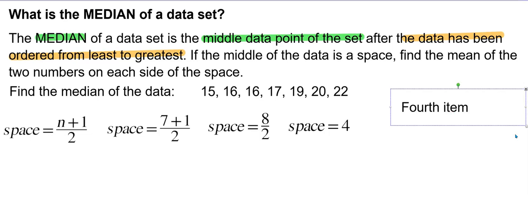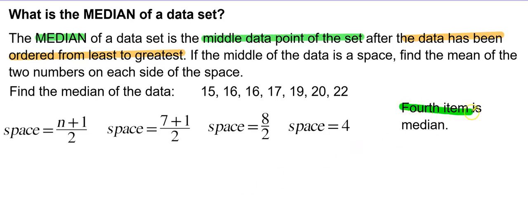That's what this is telling me. The 4th item is the median. So I am looking for the 4th item. Since it's a straight up whole number, an integer, the 4th item is the median. 1, 2, 3, 4. So my median is 17.